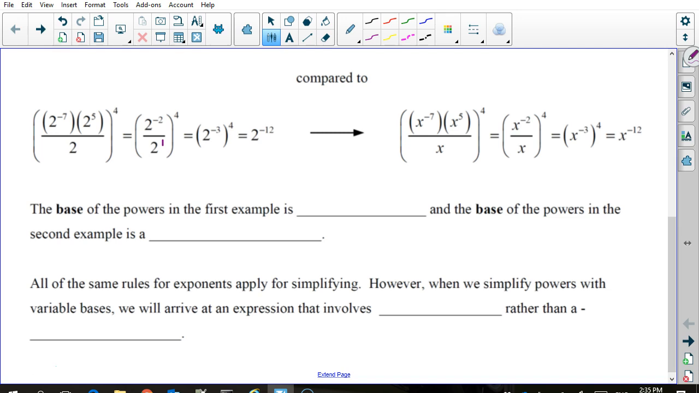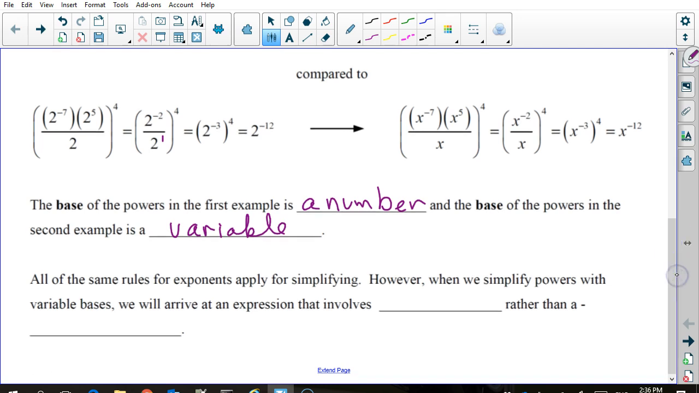So the first power of the base is a number, and the second power of the base is a variable. Okay, so the base of the power in the first example is a number, and the base of the power in the second example is a variable. All of the same rules for exponents apply for simplifying, right? As long as the bases are the same, right? So that's the important thing.